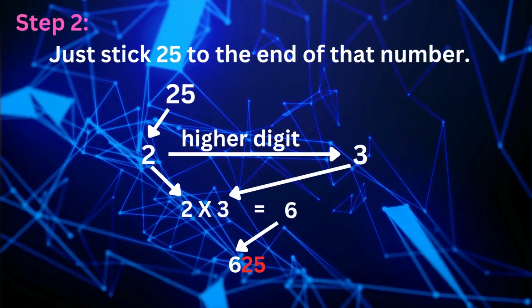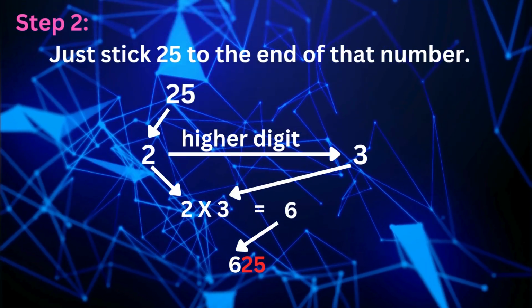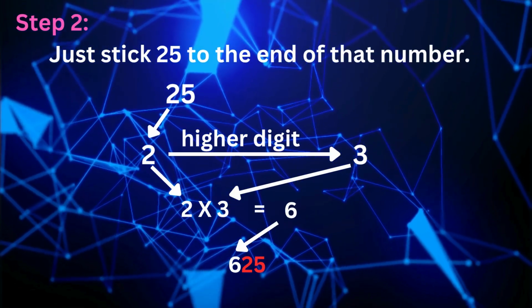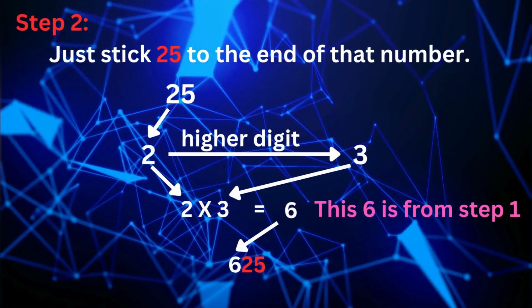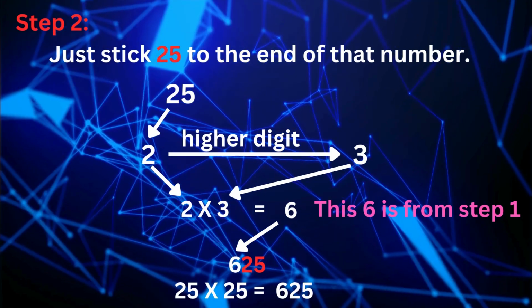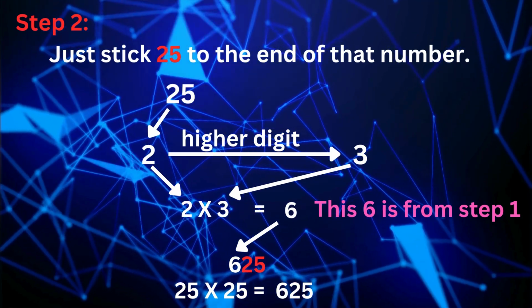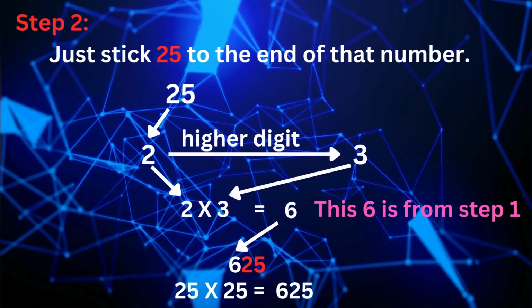Step 2. Now just attach 25 to the end of that number. So we take the 6 from step 1 and attach 25 at the end. That gives us 625. So 25 squared is 625.